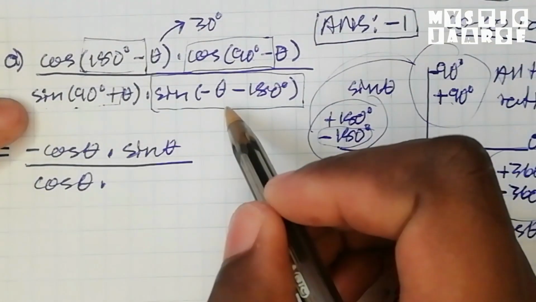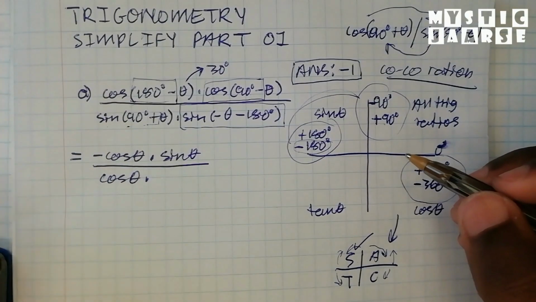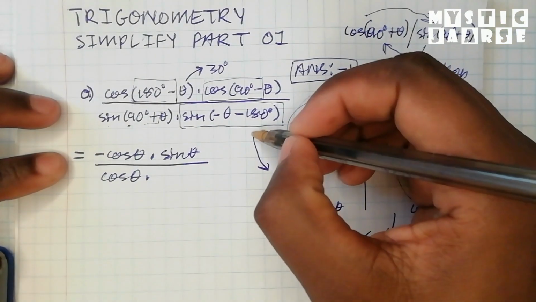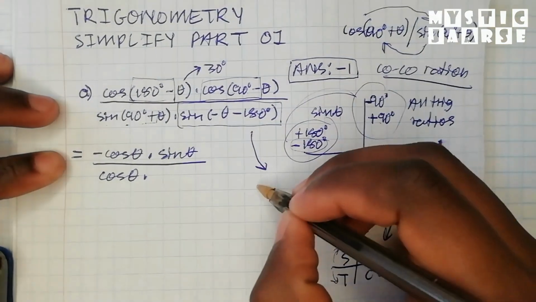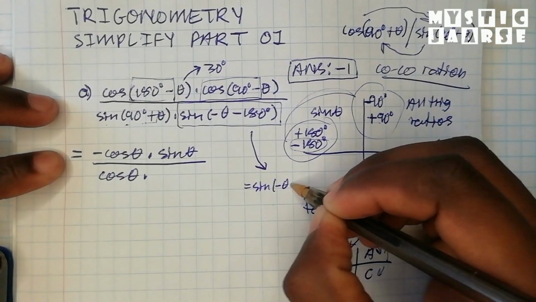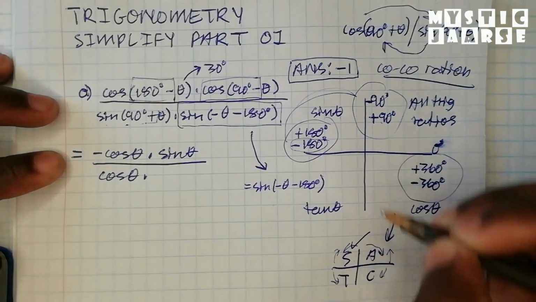used to. It is actually a negative angle. So in order for us to deal with a negative angle, we need to simplify it. I'm going to deal with this on the side. So we have sine of negative theta minus 180 degrees.